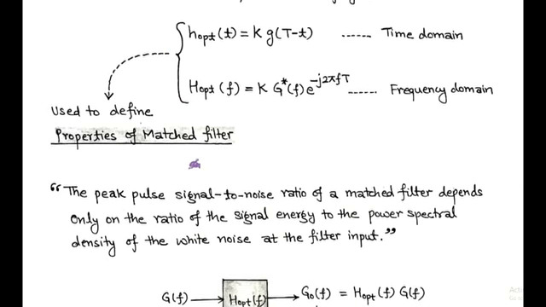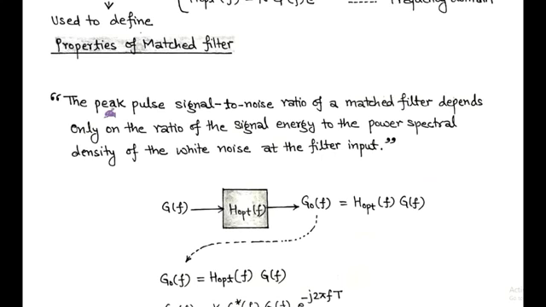So we move to the properties of matched filter, and according to this, the peak pulse signal to noise ratio, or maximized signal to noise ratio of the matched filter, depends only on the ratio of the signal energy to the power spectral density of the white noise at the input side of the filter. So here we derive the peak pulse signal to noise ratio, which equals the ratio of signal energy to the power spectral density of the white noise.